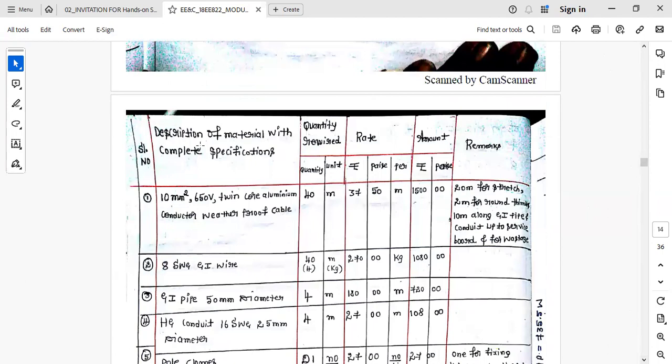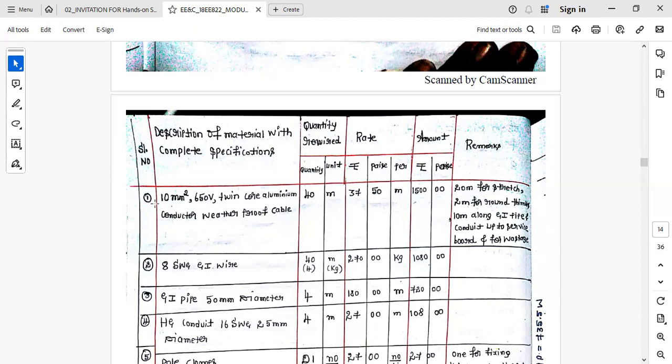Now, this table is different from previous problems. You can choose that table or this table. Both are the same. There are some small differences, but ultimately both are the same. Now, let's consider the first column. In the first column: serial number, description of the material with complete specifications, quantity required, quantity and unit, rate in rupees and paisa per, amount in rupees and paisa, remarks.